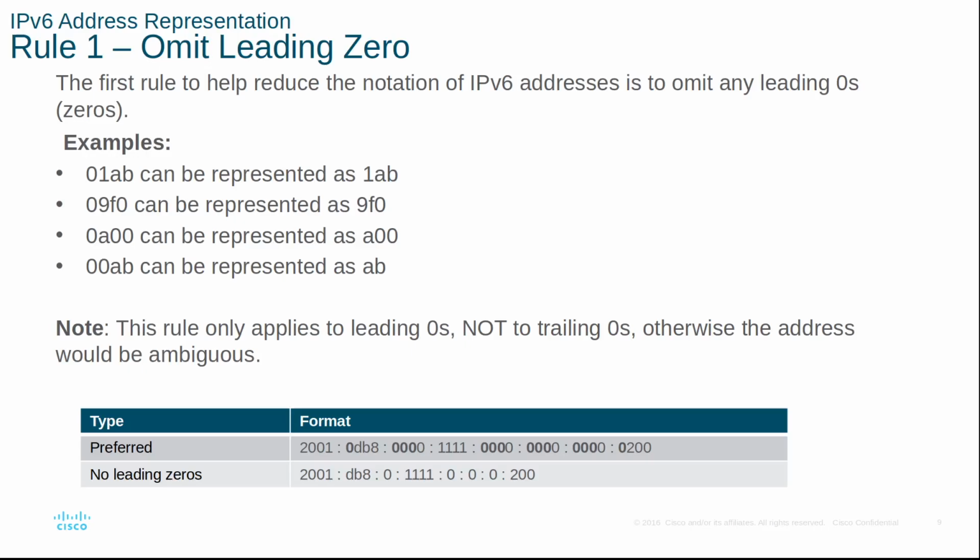The first rule is any leading zero can just be omitted because they're assumed, right? Just like anytime we represent binary numbers, we just drop the leading zeros, right? So you can see that that reduces our address significantly.